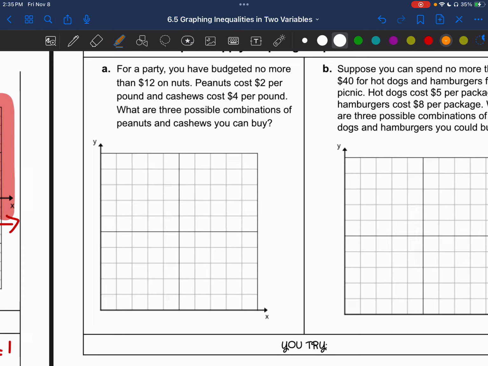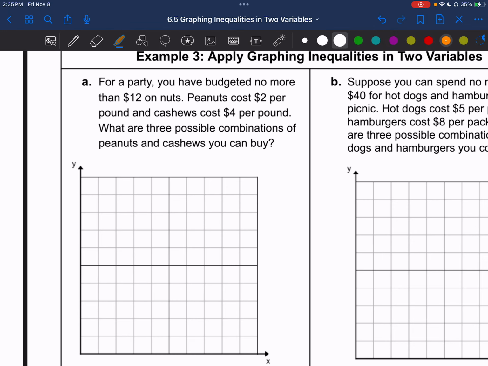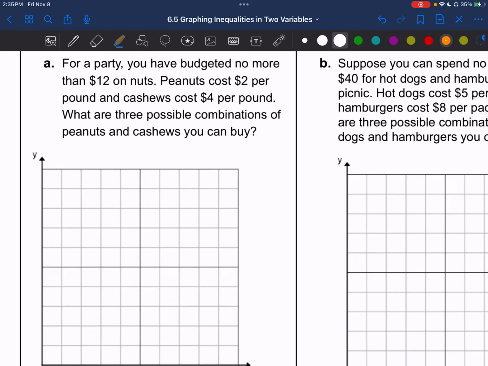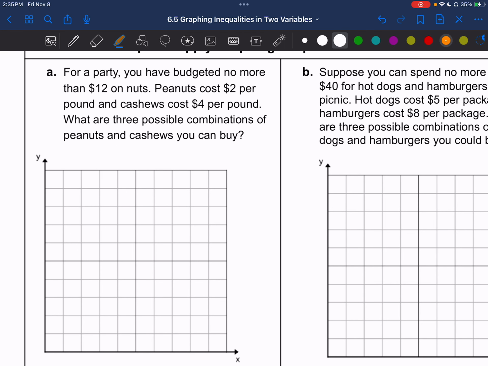Example 3 is going to ask us to apply graphing inequalities in 2 variables. So we have for a party, you have a budget of no more than $12 to spend on nuts. You have chosen peanuts that are going to cost $2 per pound, and clearly you have no friends that have allergies. You have cashews, and they cost $4 per pound. What are 3 possible combinations of peanuts and cashews that you can buy?